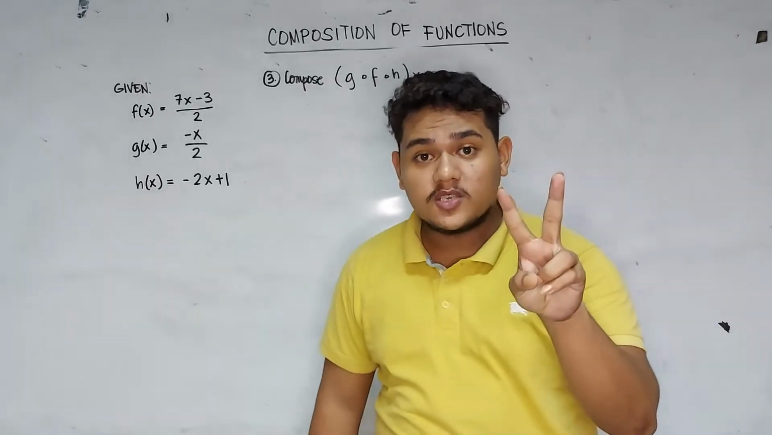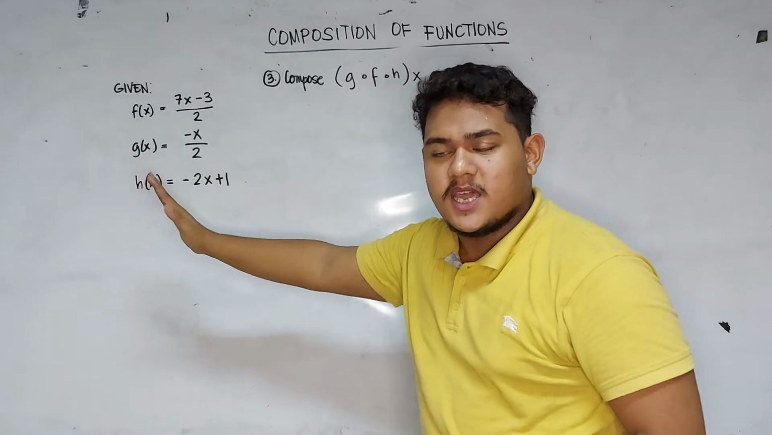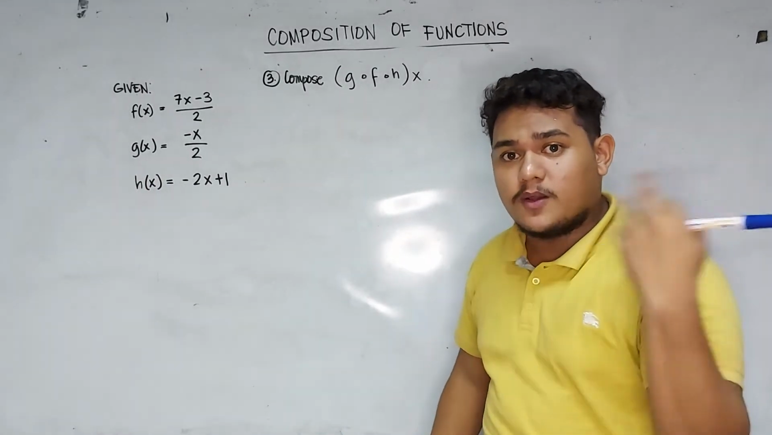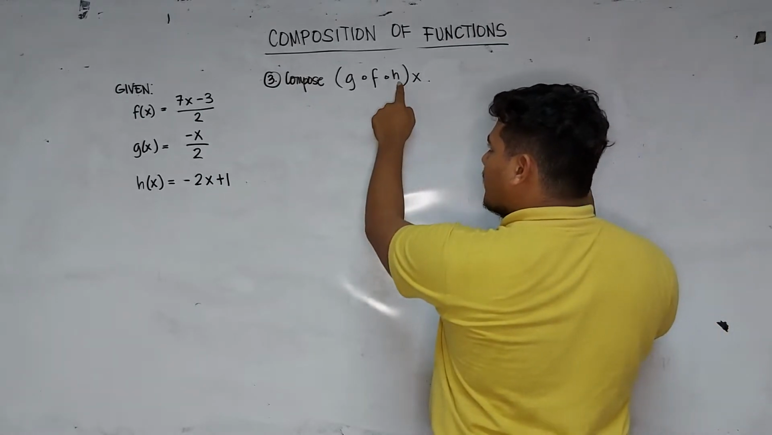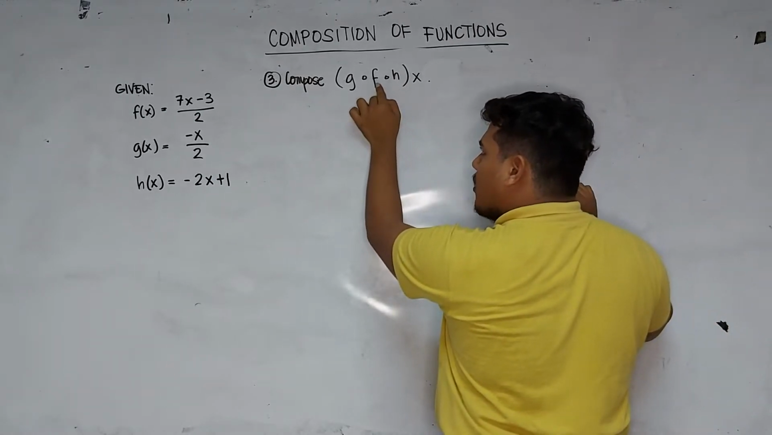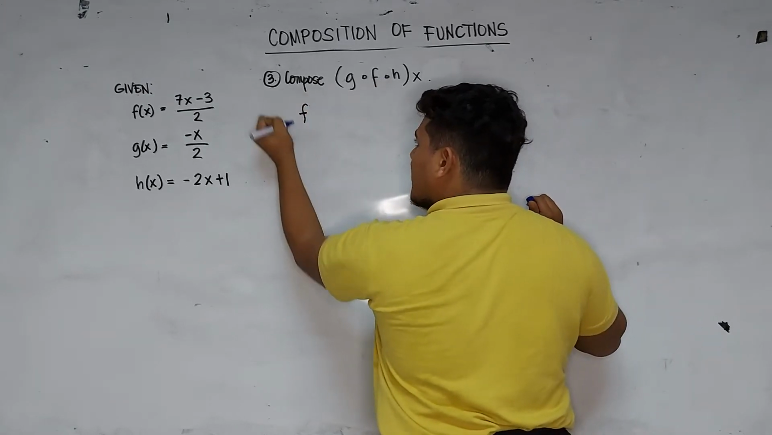Kanina, if we only use two functions, we start with the one at the left part, right? But in this given, there are three. So with 3 or more, we will start with the right part. So what do we do? From the right part, what is the function before the right part? That is f. So that is what we will work on first. Therefore, we will dissect it.